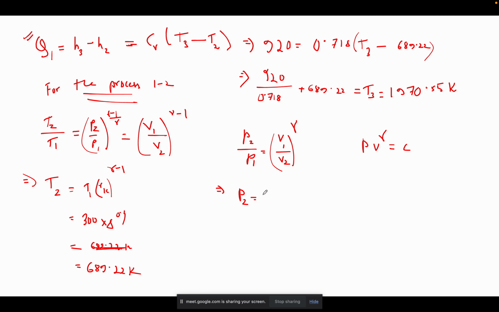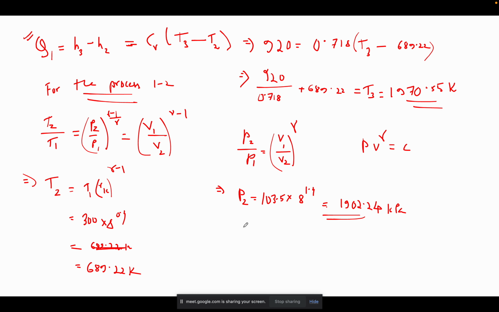103.5 times V1 by V2 is nothing but Rk, that is 8 to the power 1.4. So that will give you your 1902.24 kilopascal. Okay, so this is my Pmax, no sorry, this is P2 and this is my Tmax.